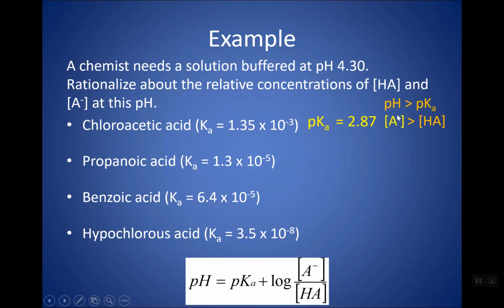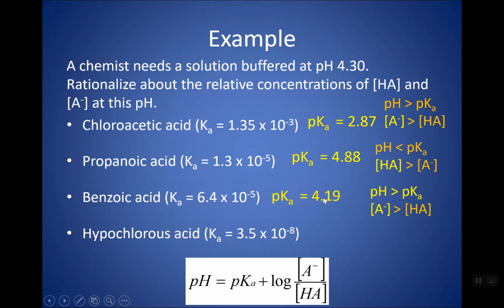So when I'm creating this solution to keep it around 4.3, I'm going to have more of the base component than the acid. And then this one, my pKa is larger than the pH. So that means I'm going to have more of my acid component to keep the pH around 4.3. And same thing here. This is the lower pKa. The pH is higher than the pKa, so obviously more base. And here, my pH is lower, so more acid.